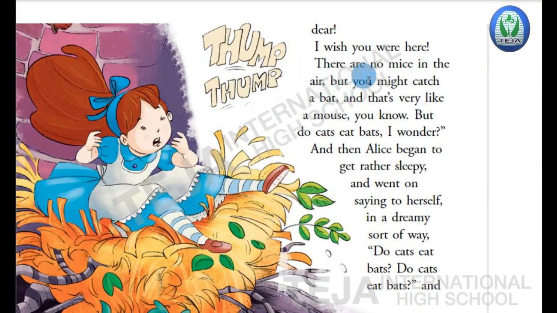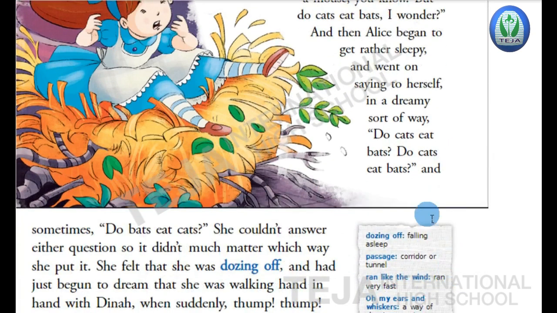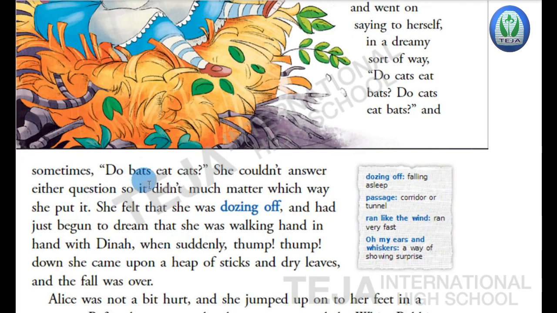Next. There are no mice in the air, but you might catch a bat, and that's very like a mouse, you know. But do cats eat bats? I wonder. And then Alice began to get rather sleepy and went on saying to herself in a dreamy sort of way, do cats eat bats? Do cats eat bats? And sometimes, do bats eat cats?